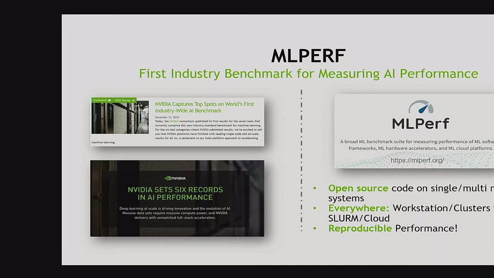Okay, so this December we submitted, along with other vendors like Google and Intel, the MLPerf first iteration of the benchmarks. I have to say this one currently only includes training benchmarks. There are no inference benchmarks yet decided by the MLPerf committee. So NVIDIA managed to set six records in AI performance, and those records are from single node level to scaling across many nodes. Out of the seven categories you saw before, we managed to submit in six categories for single node and five categories for multi-node.